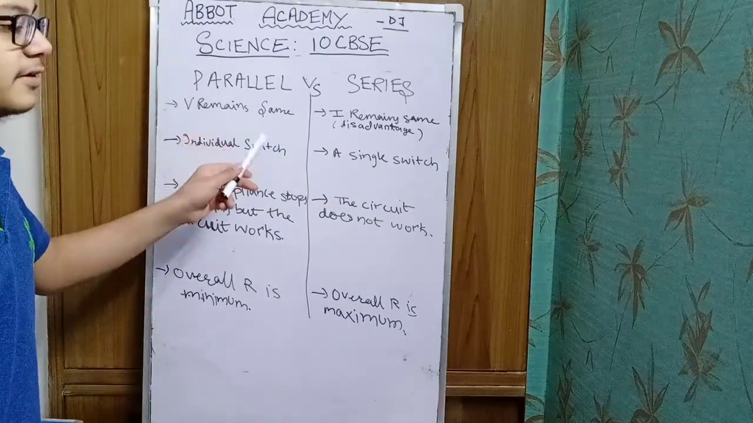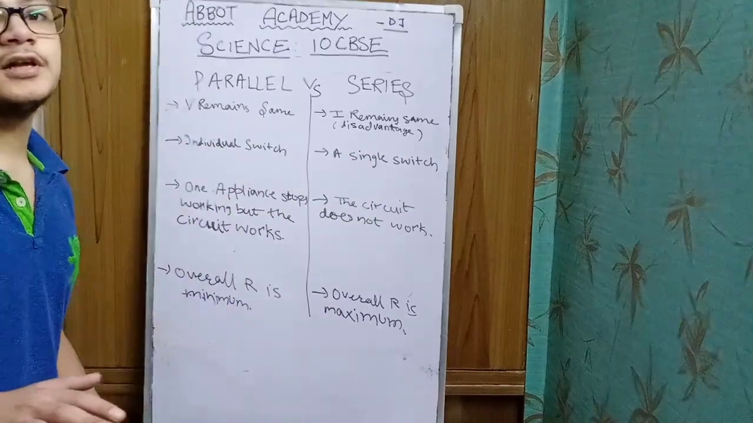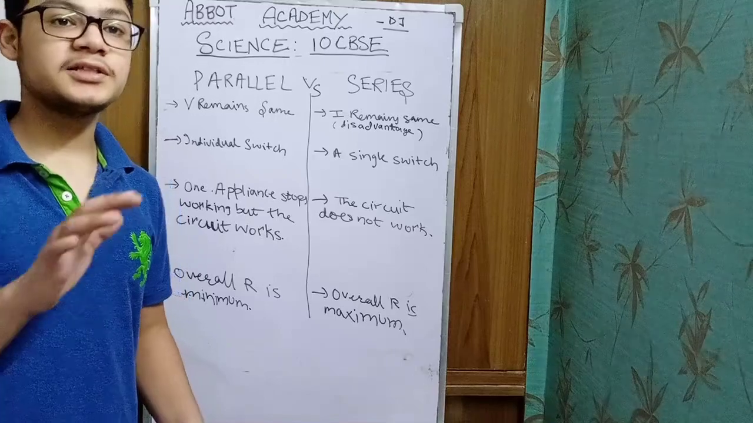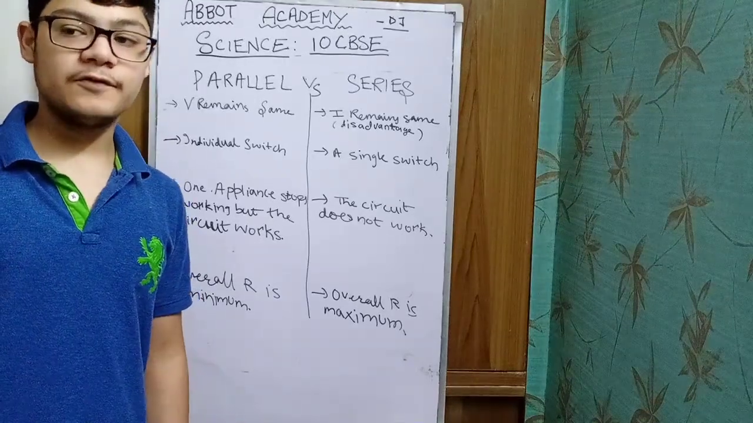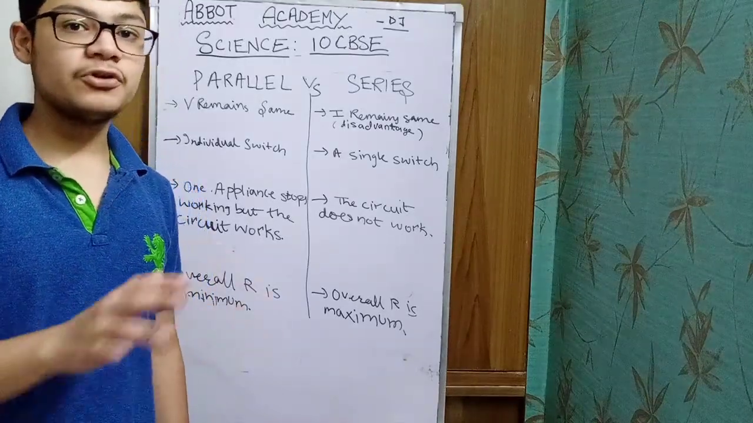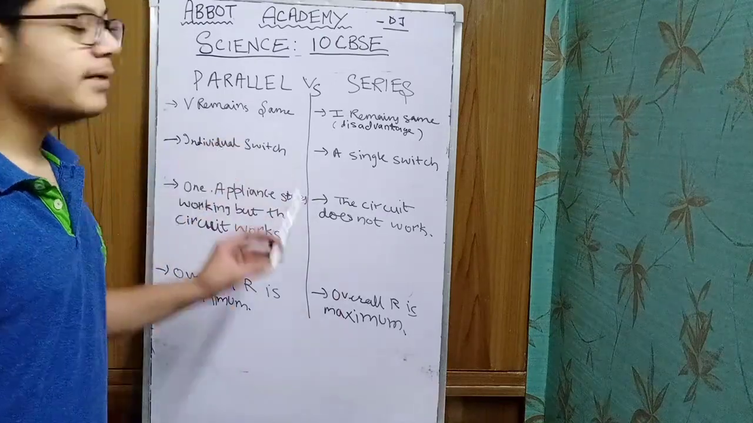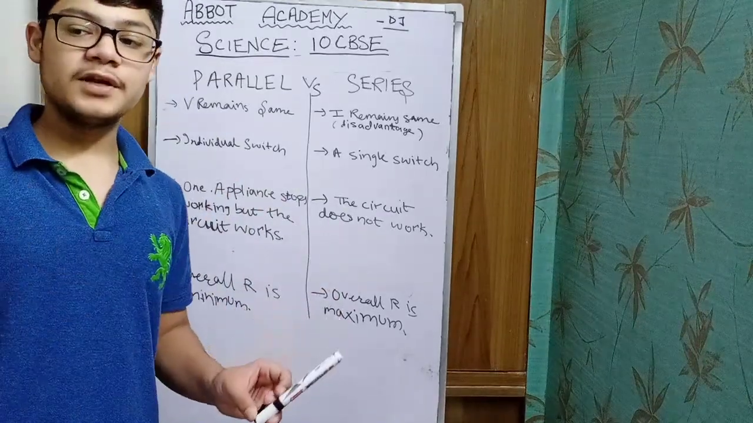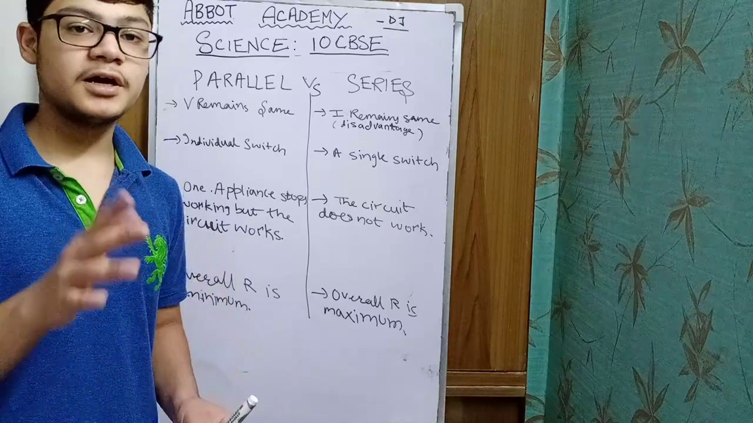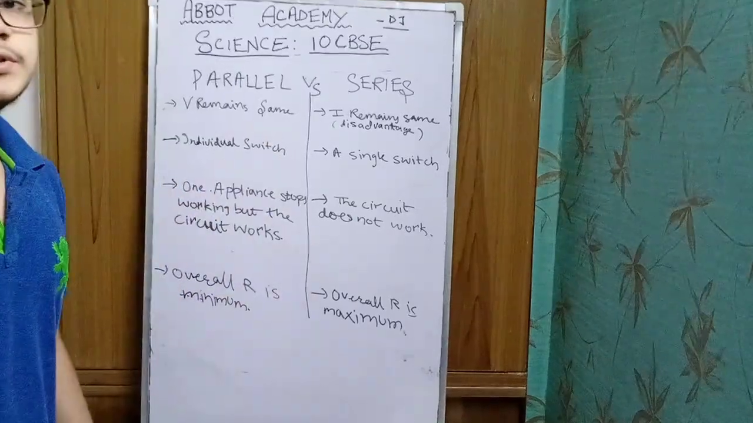But if the potential difference remains the same, it doesn't have any disadvantage, because every appliance needs at least 220 volts. I am talking about domestic appliances. It needs 220 volts to work, and that is fulfilled by the potential difference. So every appliance gets the same potential difference, but the current varies. So it has an advantage over series.